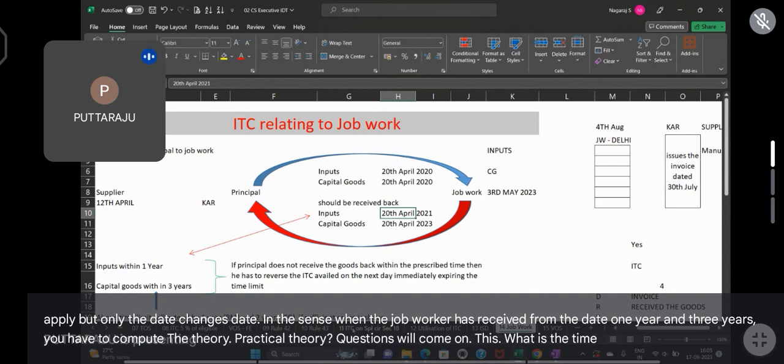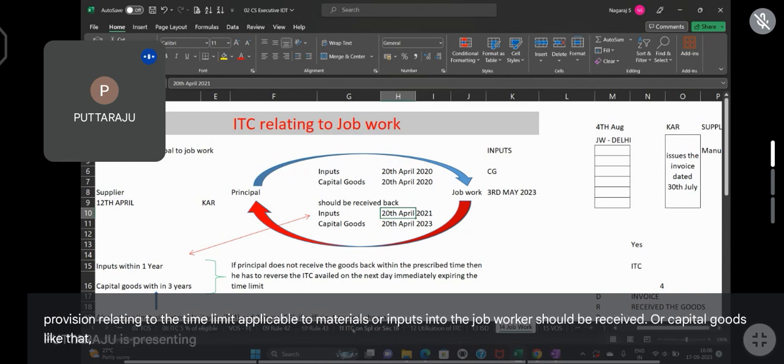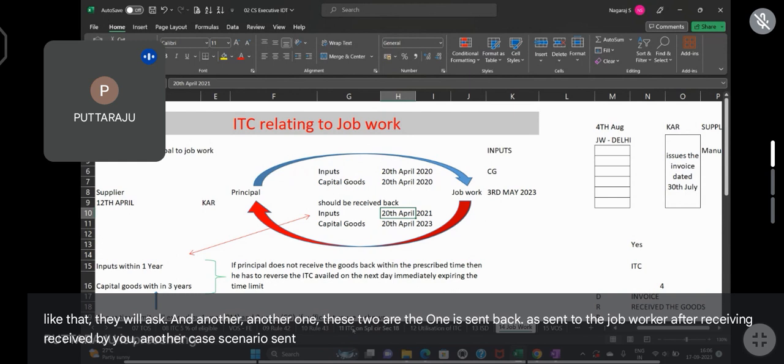What is the time limit? Please explain the provisions relating to the time limit applicable to materials or inputs sent to the job worker should be received, or capital goods, like that they will ask. And another one, these two are the one is sent to the job worker after received by you. Another case scenario, sent directly to the job worker from supplier's factory. These two are the main thing.